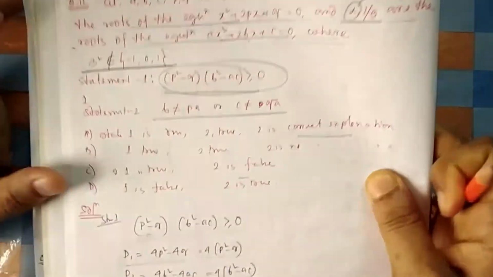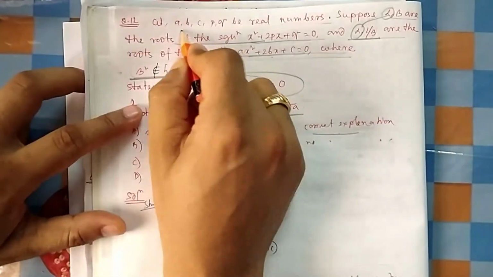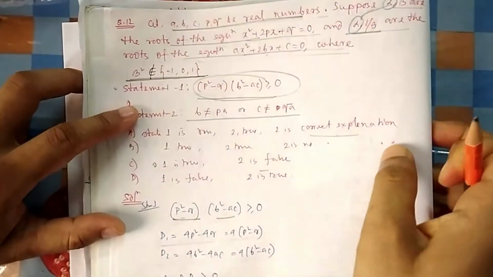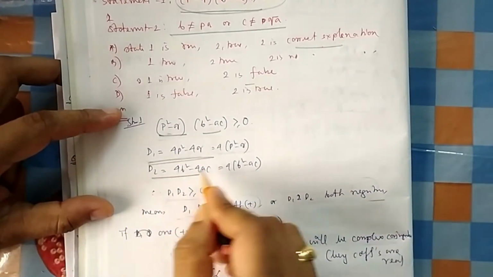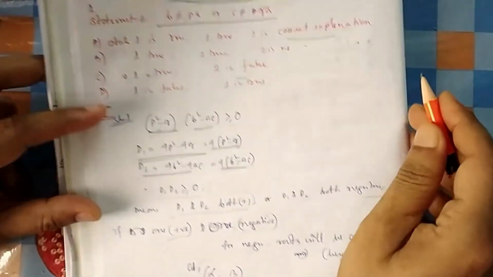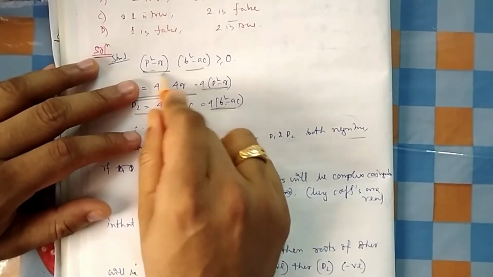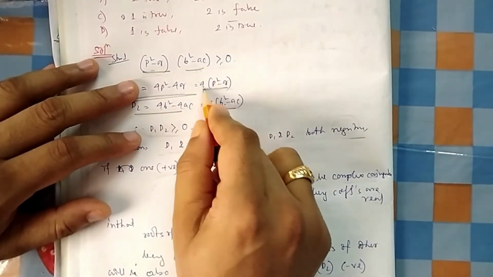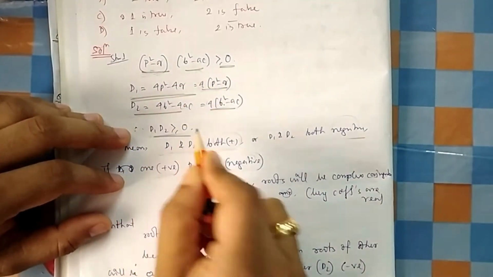So if you calculate d1 and d2, this is d1, and you have to think a, b, c are all real numbers. This one also is given. If you take d1 d2 and take 4 common, then it is this. What they have given in statement 1 is that the product d1 into d2, 4 into 4 is 16, is always positive.